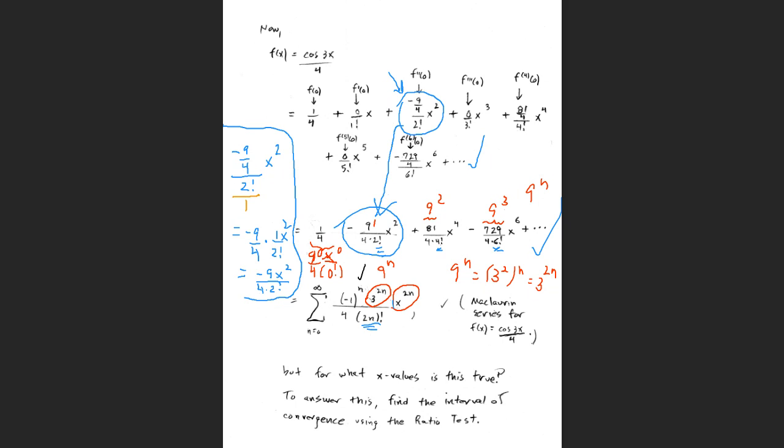So this here is the answer. This is the Maclaurin series for the cosine of 3x over 4. And of course, naturally, we want to know, for what values of x is this true? To do that, you have to find the interval of convergence using the ratio test, which you've done quite a bit of.